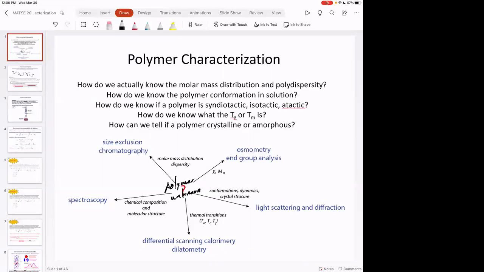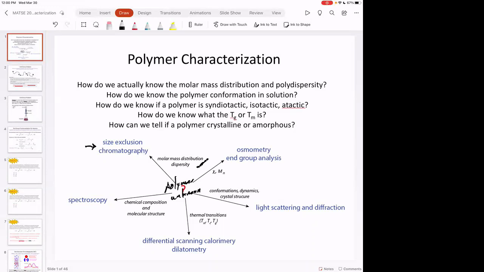And so if we're interested in the molar mass dispersion or distribution or the dispersity, in this class, we're going to learn about something called size exclusion chromatography. At low molecular weight, is the coil big or small relatively? Small, right? We don't have many monomer units, coil small. If we have high molecular weight polymer, the coil gets bigger. And so size exclusion chromatography is going to tell us what size coils we have in solution. And so we're going to learn about that.